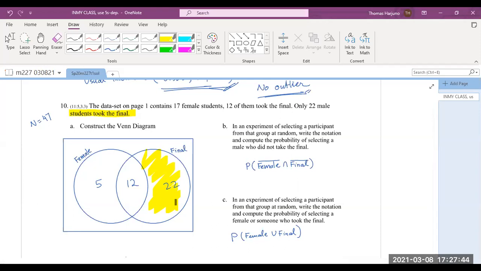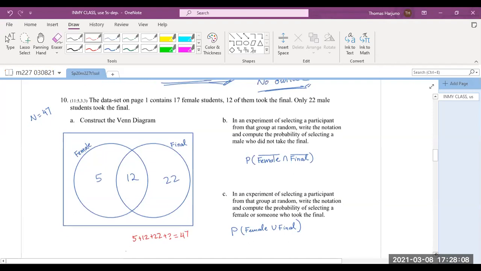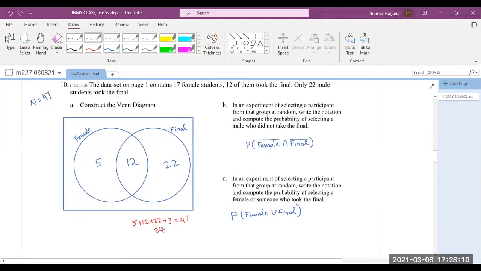Inside of final means this is the number of people taking final, but it's outside of female, which means this is the number of people who are not female. And then the outside is 8. Let's see how many outside. So 5 plus 12 plus 22 will be 39. Outside equals 47 minus 39, so 39 plus what equals 47? That's right, there are 8. So there will be 8 elements outside. Let me put it here.